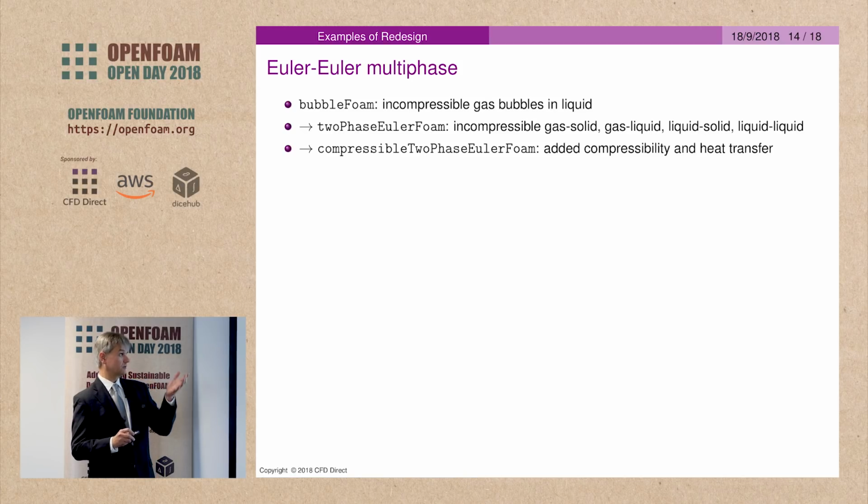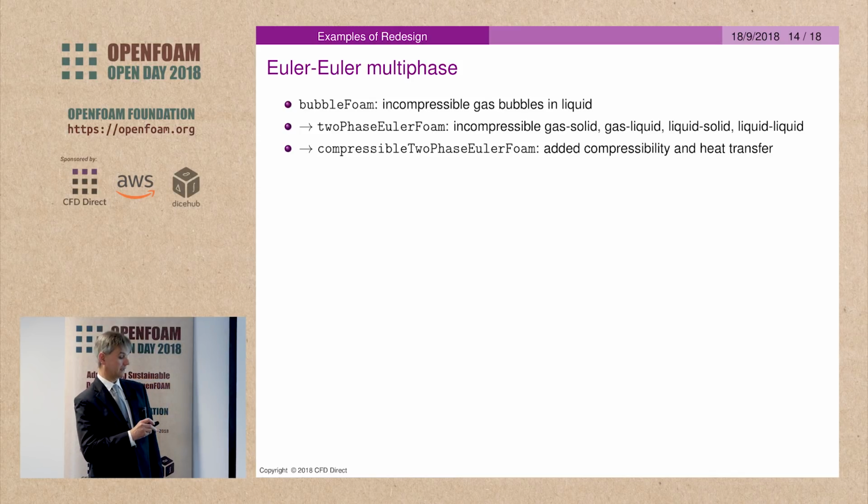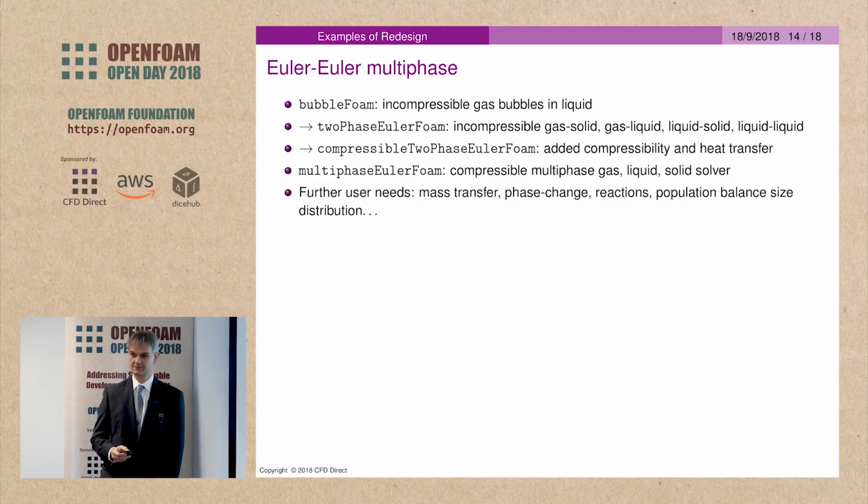And almost as soon as that had been completed, people said, well, what about compressibility? We need that as well. So we got a new solver. Again, that couldn't be retrofitted to this solver. It had to be a new solver. And when that had stabilized, compressible two-phase Euler foam has now replaced two-phase Euler foam. And so it goes on. Well, that's all right for two-phase, but we've got lots of phases. All right, so now we've got multi-phase Euler foam. So now we've got still two solvers. Now we can do compressible, multi-phase, liquid, solid, gases, fine. But it never stops. Multi-phase never stops.